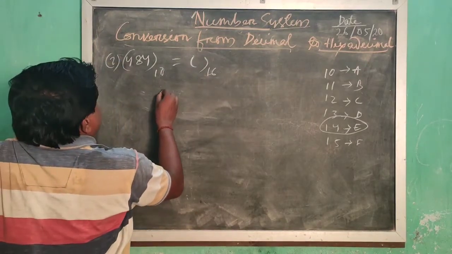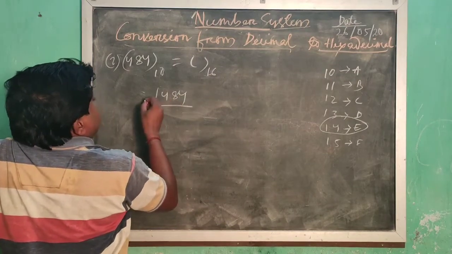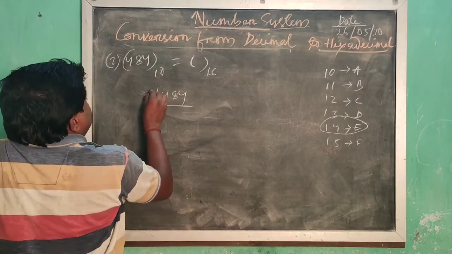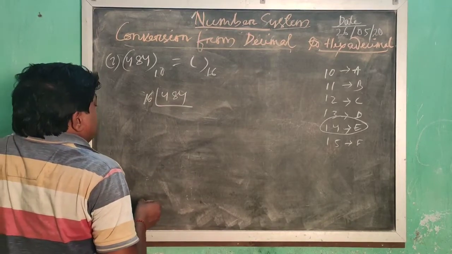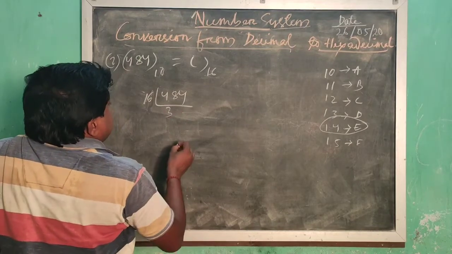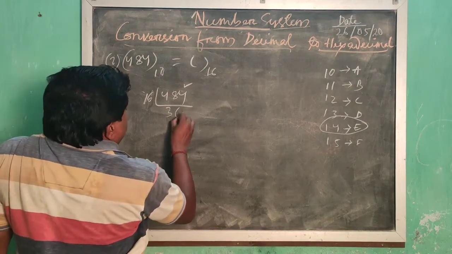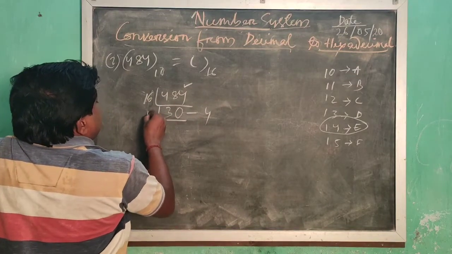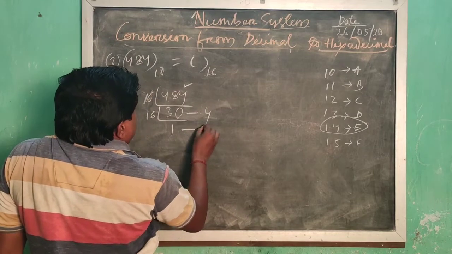Here also you divide that number, 484, by the base of hexadecimal, which is 16. 16 threes are 48. Then left 4, so here we write 0, and the remainder will be 4. Then again, 16 ones are 16, remainder will be 14.